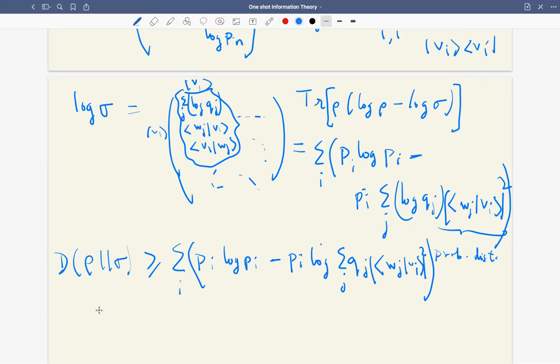So is this clear? This was an application of concavity of the logarithm. And let us write this: p_i log p_i minus p_i. Okay. So let us understand what this quantity is. For that, let us come back out here.